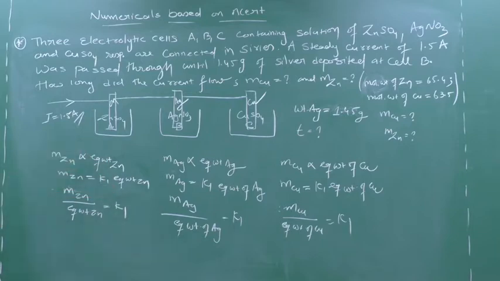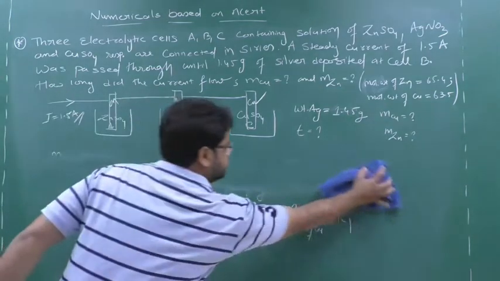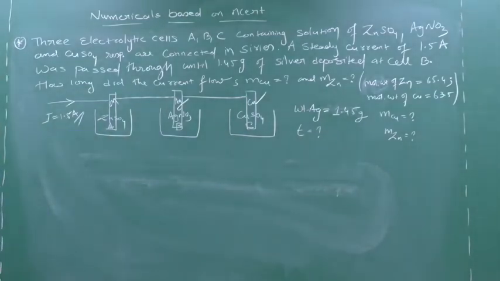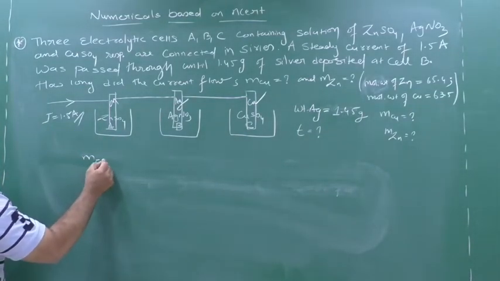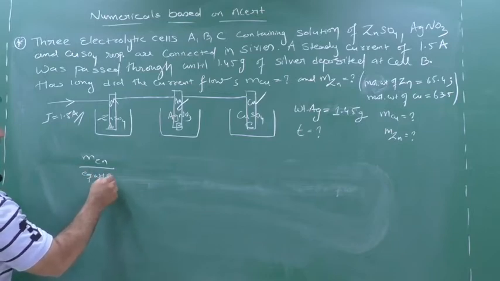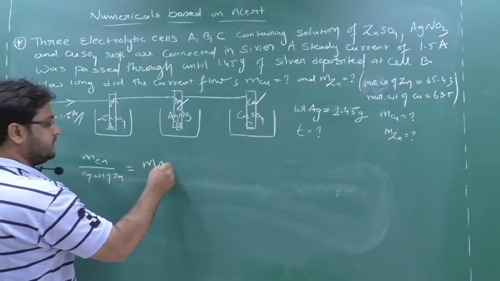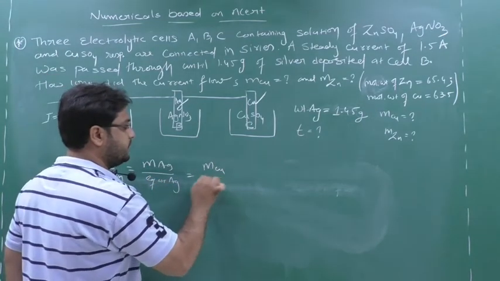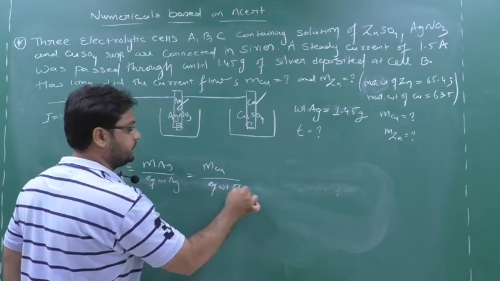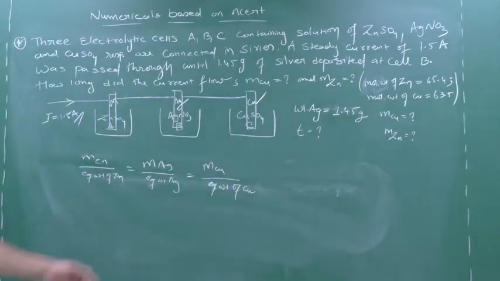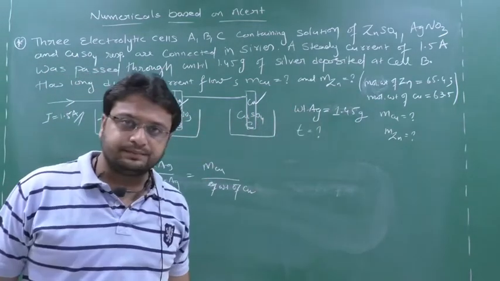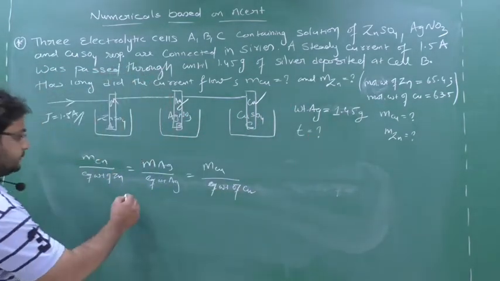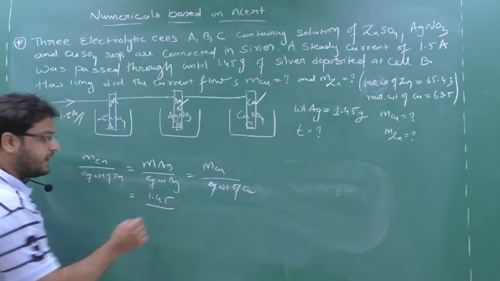Yes or no? First write this down. Written? Pause the video and write it down. Okay, now see here. So I will write mass of zinc by equivalent weight of zinc, mass of Ag by equivalent weight of Ag, mass of copper by equivalent weight of copper. Clear? Now in the question, the weight of Ag they have given is 1.45. So I will write 1.45 by equivalent weight of Ag.